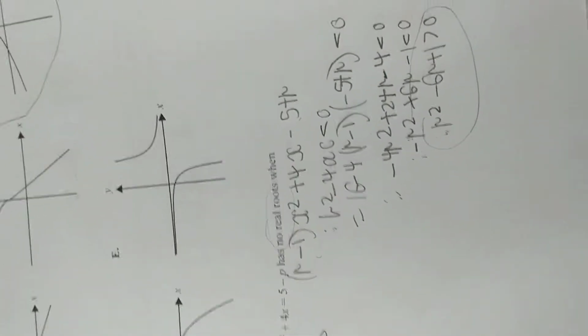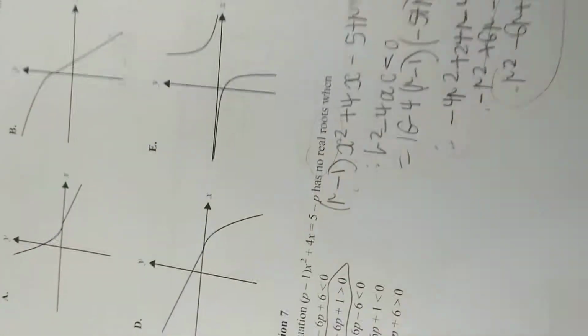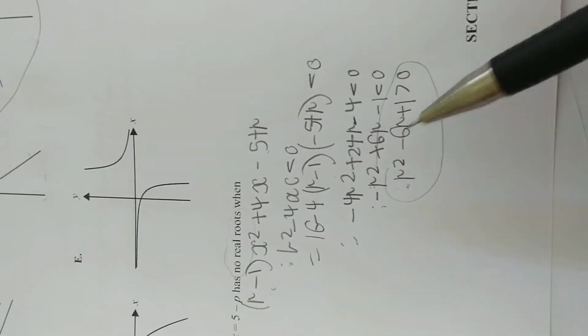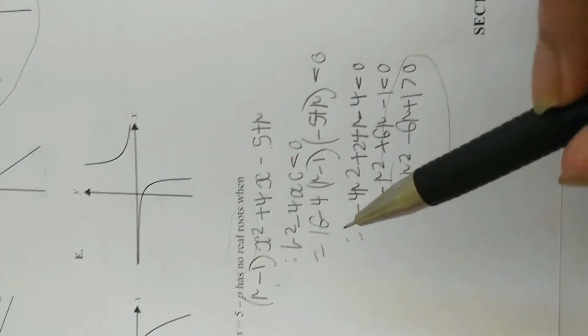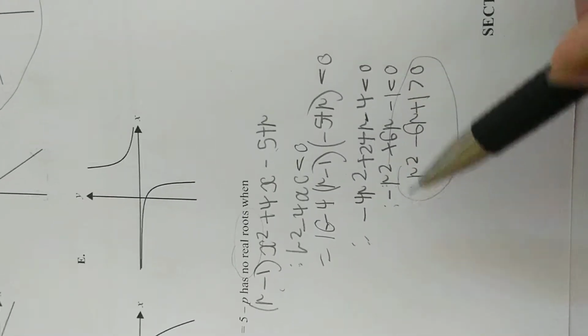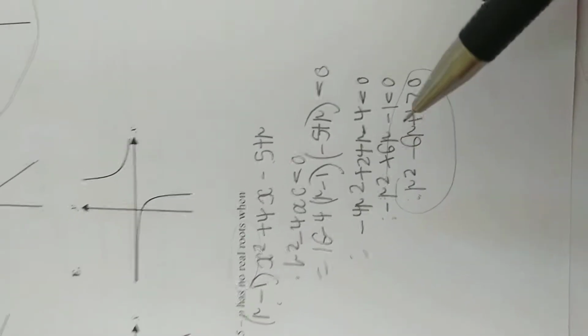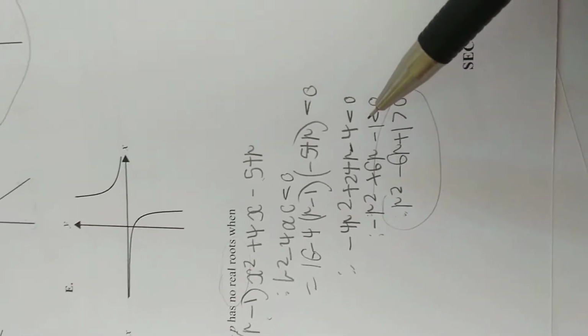Question 7. The equation p minus 1 x squared plus 4x equals 5 minus p has no real roots when. So p minus 1 x squared plus 4x, take it to the outside, minus 5 plus p. Get the discriminant, which is 16 minus 4 times a times c, and it's less than 0 because you've got no real roots. Simplify. But notice how we're dividing by a negative, so we've got to flip the sign. So that becomes p squared minus 6p plus 1 greater than 0. So option B.